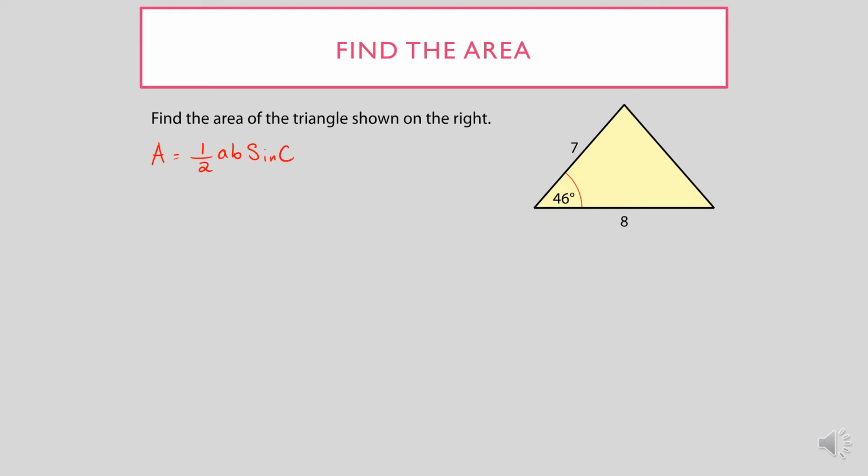Next I would look at my diagram and start to label. The angle in question is C, that's 46. The side opposite it is little c, and the other two are a and b, 7 and 8. Alright, that's sorted. Now we just have to substitute the correct numbers. So we'll have a half multiplied by 7 multiplied by 8 multiplied by sine of 46 degrees.